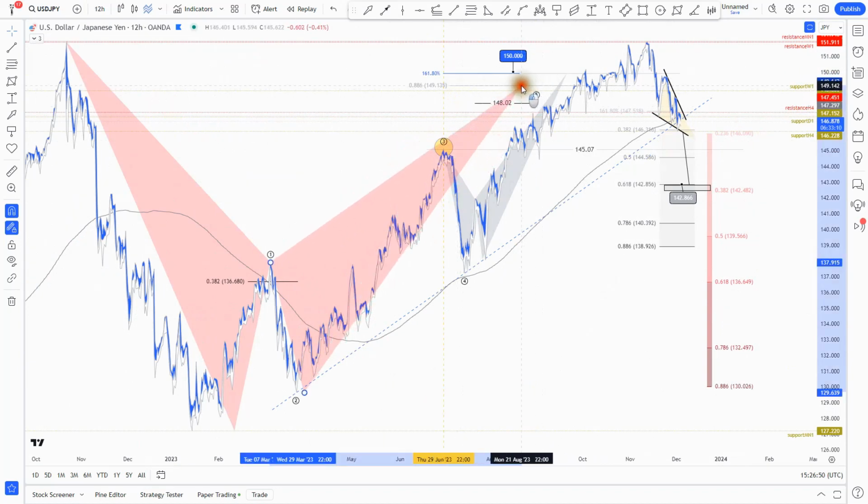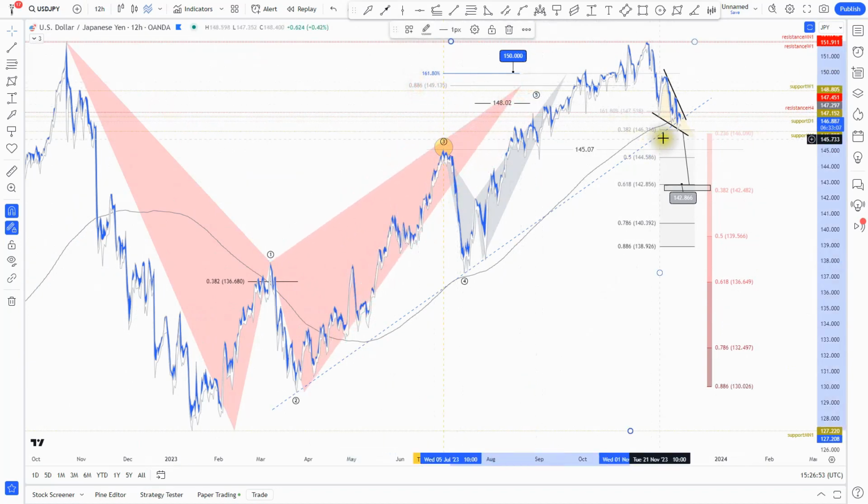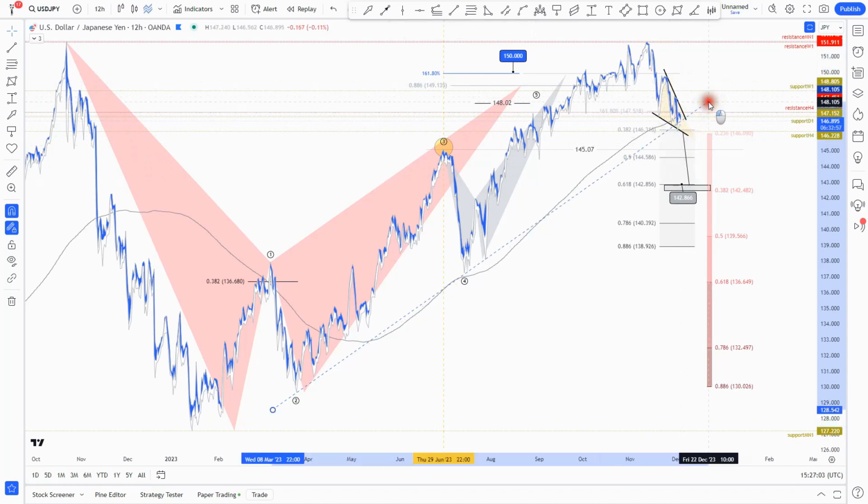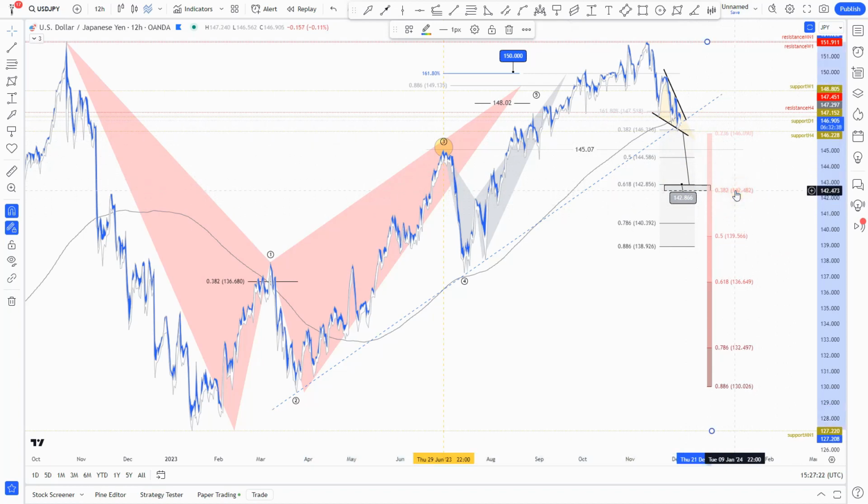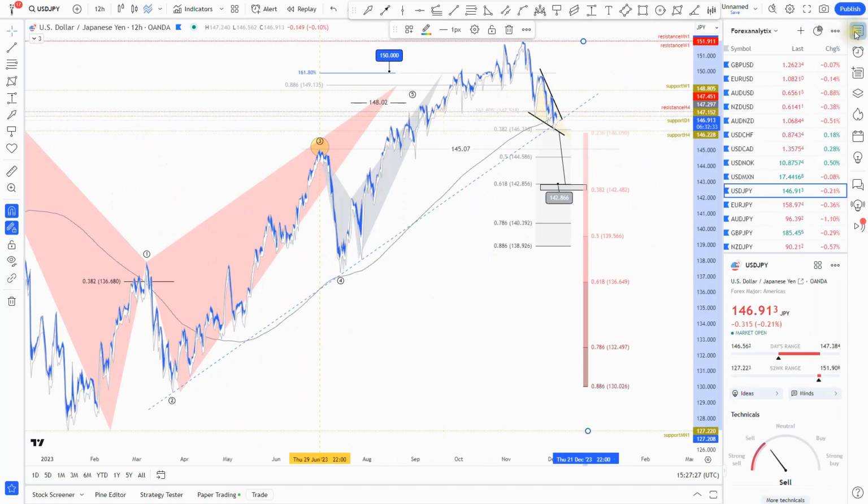So this bearish bat pattern completed at the 88.6% Fibonacci retracement level, and we had a nice reaction to the downside. We are now threatening the trend line support of this momentum to the upside. So I believe that a violation of this structure should imply a significant move to the downside, and I'm pointing to 142.48. So this is the 38% Fibonacci retracement level, as I said, the default target for that bearish bat pattern.